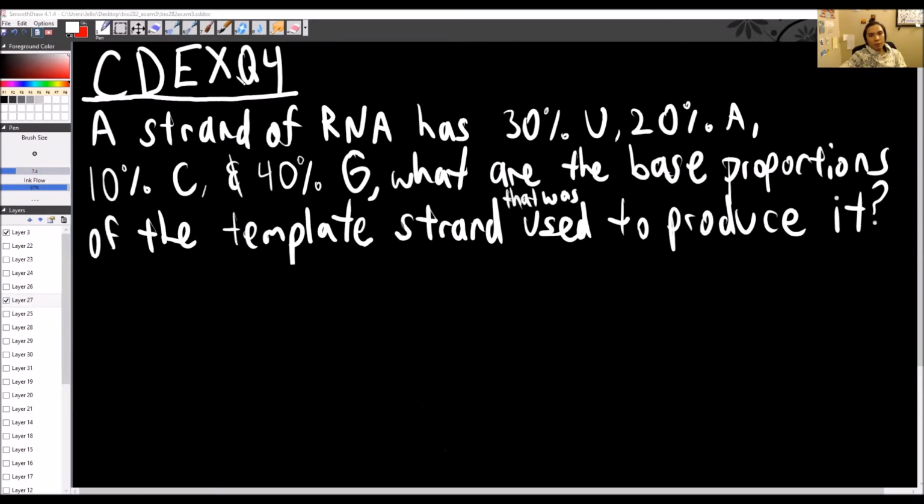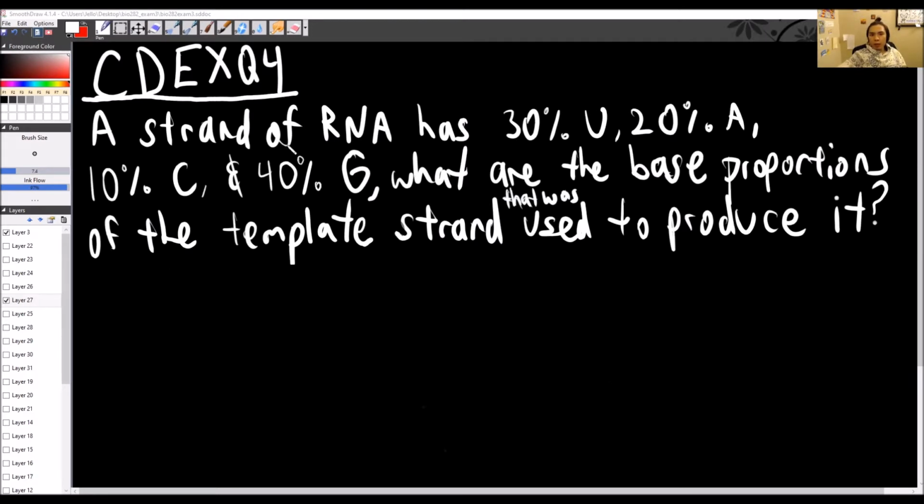Central dogma, example question 4. A strand of RNA has 30% uracil, 20% adenine, 10% cytosine, and 40% guanine. What are the base proportions of the template strand that was used to produce it? So this is basically asking, you have a strand of nucleic acid with these proportions. What would be the base proportions of a complementary nucleic acid? Because the template strand was complementary to the RNA while the synthesis was happening.